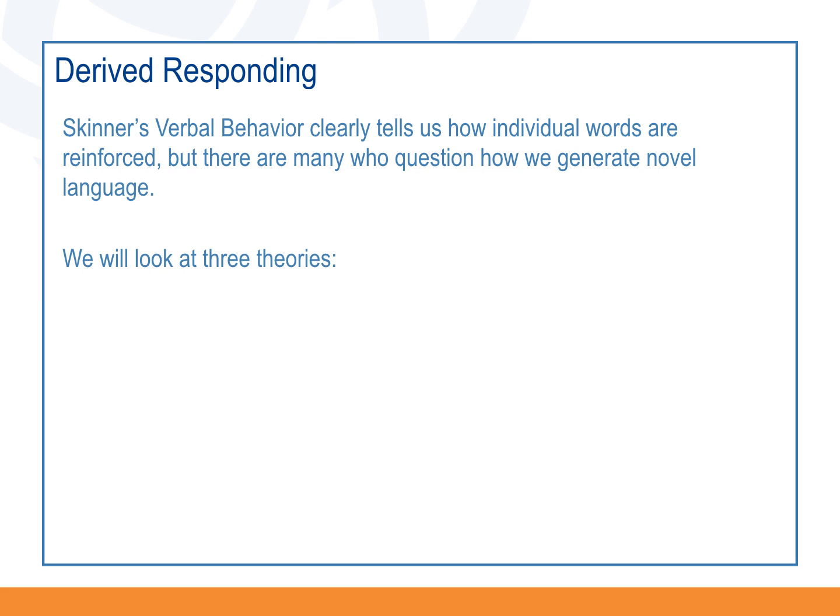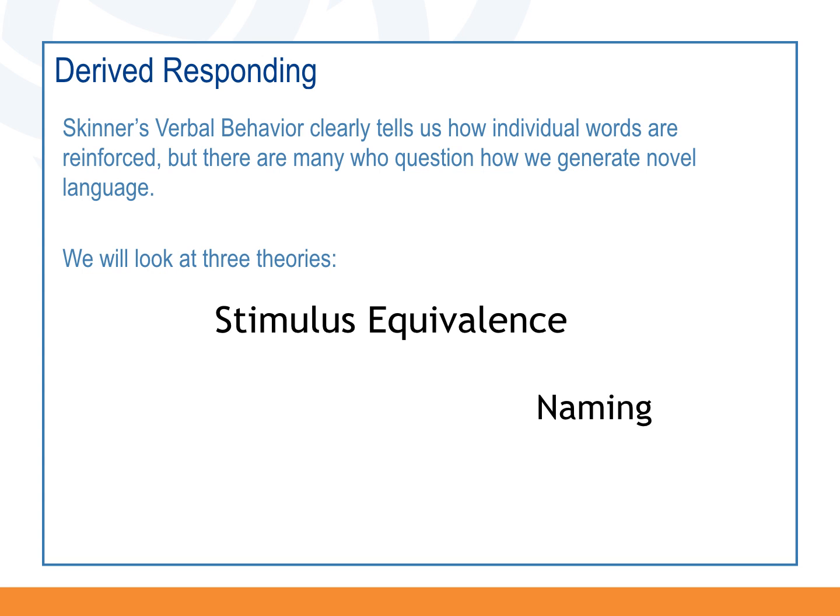So looking at derived responding, this is kind of building off verbal behavior, and people felt like Skinner's verbal behavior just wasn't explaining enough. How are we able to say things we've never heard before and put things together and come up with this novel language? So we're going to look at three different theories that have been built off of that: stimulus equivalence, naming, and relational frame theory.